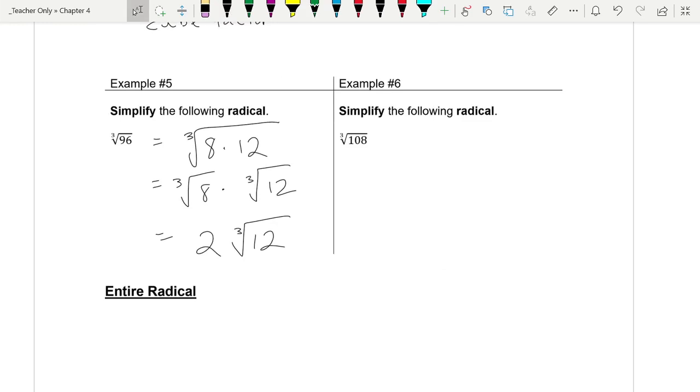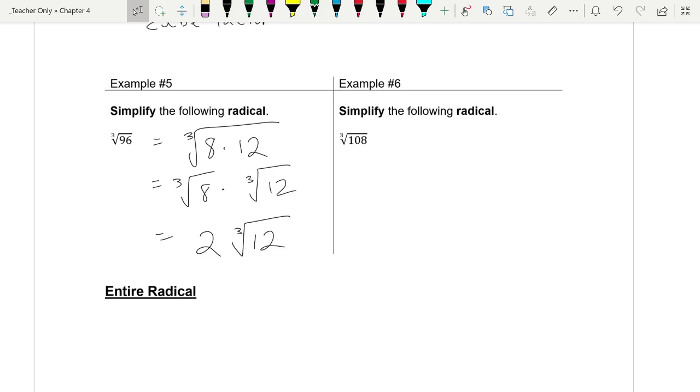Anybody know the perfect cube in 108? Does it have an 8 in it? No. How do I know really quick it doesn't have an 8 in it? Cut it in half. Still even. Cut it in half. Oh, it's not even anymore. If you can't cut a number in half 3 times, it does not have an 8 as a factor, because think about it, 8 is 2 times 2 times 2. That's what makes it a cube.